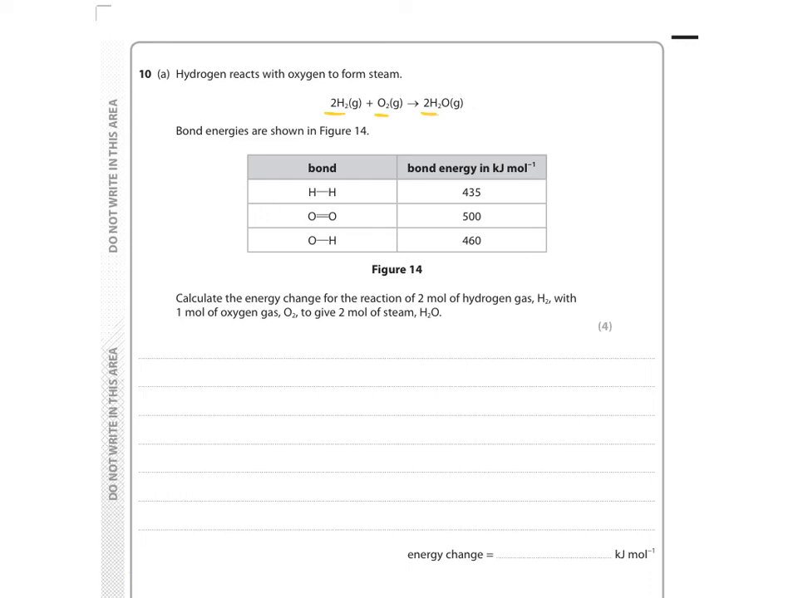Now, all you need to know is energy equals breaking minus making. So I need the energy required to break all the bonds in the reactants and the energy required to make all the bonds in the product. Now, they've been a little bit sneaky because they haven't drawn out the molecules for you. They've just written the formula. Now, you may find it easier to work from a diagram of the molecules involved.